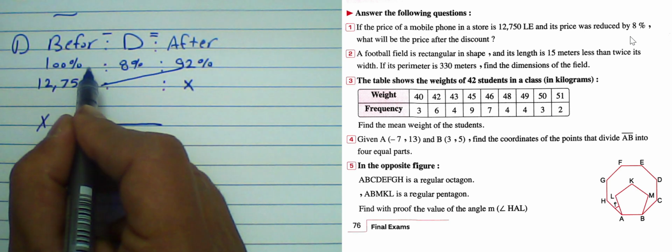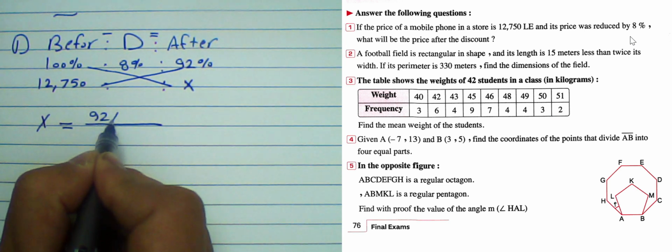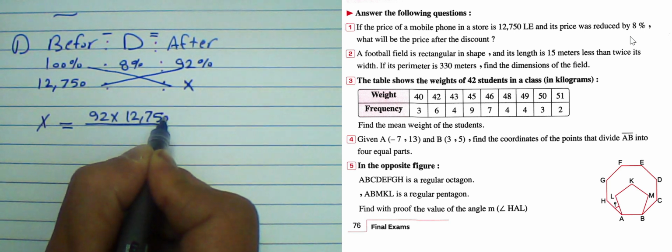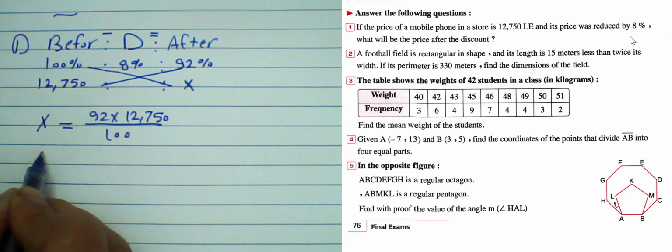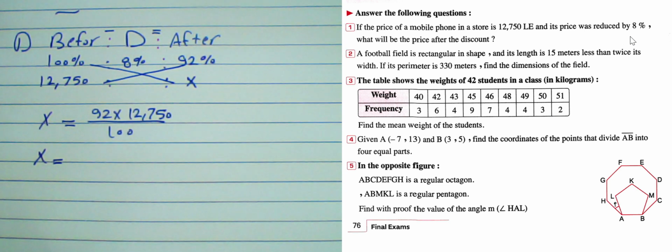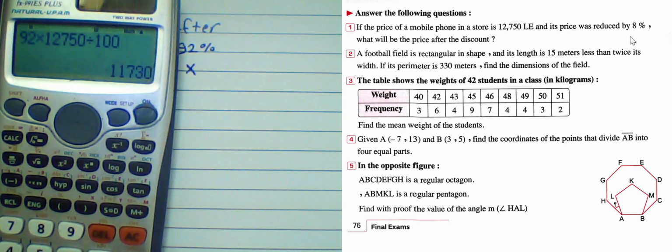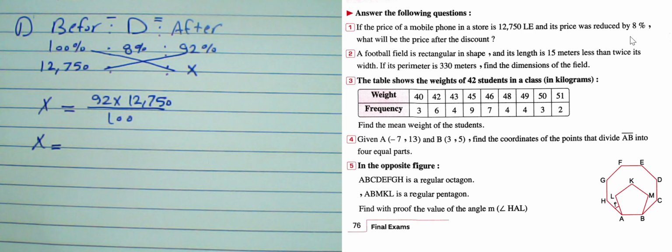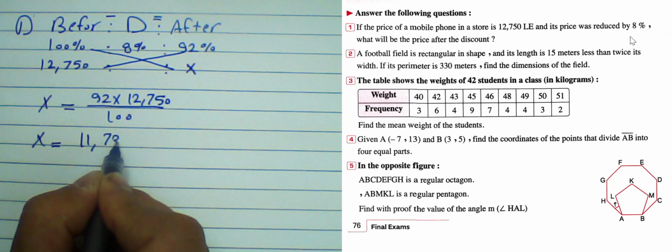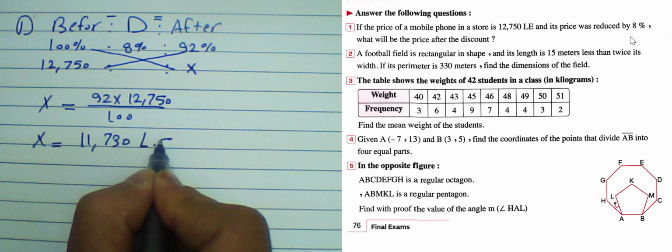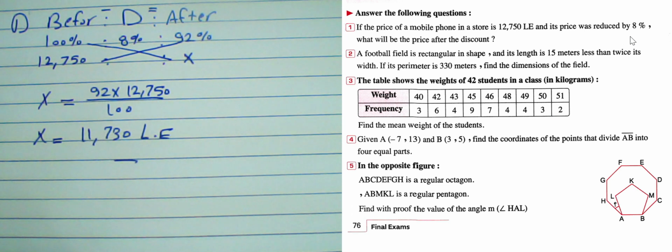Write the rule: the product of extremes equals the product of means. Write 92 multiplied by 12,750 over 100. Then you can find the value of X here. 92 multiplied by 12,750 divided by 100. Then the price will be 11,730 after discount. Okay, you want to find the price after discount. It will be 11,730 Egyptian lira.